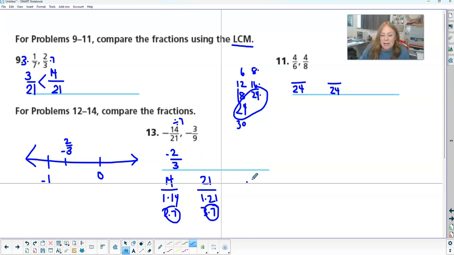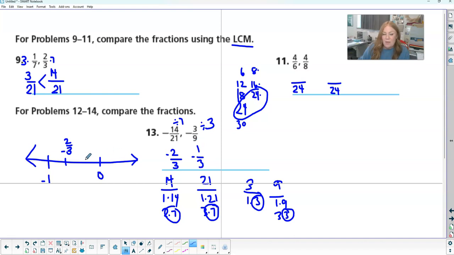So 3 and 9, the only factors of 3 are 1 and 3. So 2 can't, and we already have 3. And then if I do 9, 1 times 9, 2 can't, and 3 and 3. So our common factor is 3. So we're going to divide these by 3. 3 divided by 3 is 1. And 9 divided by 3 is 3.